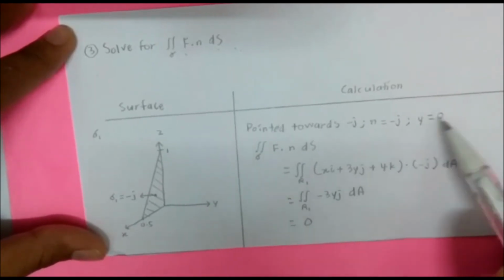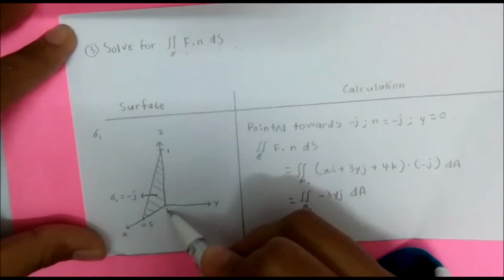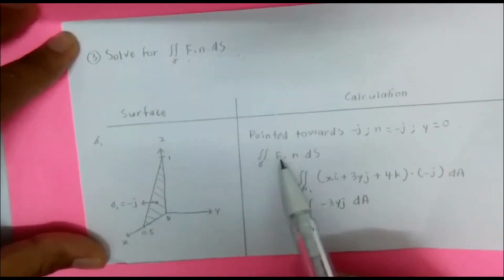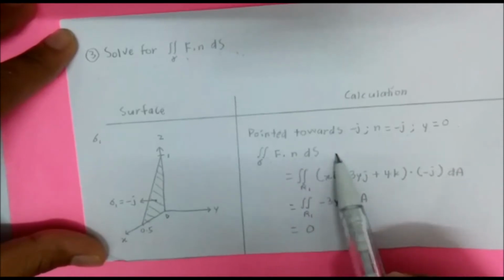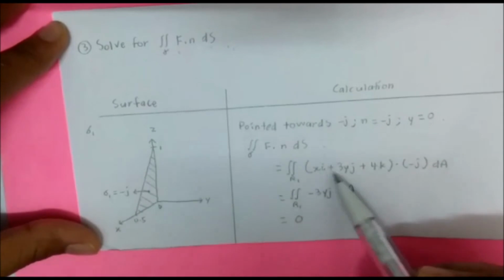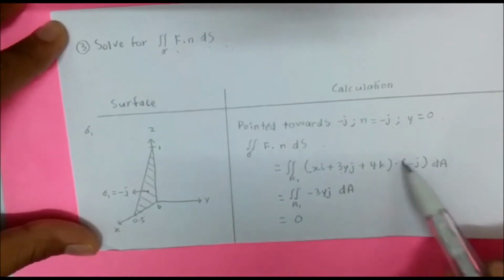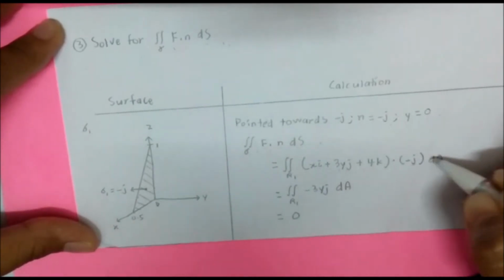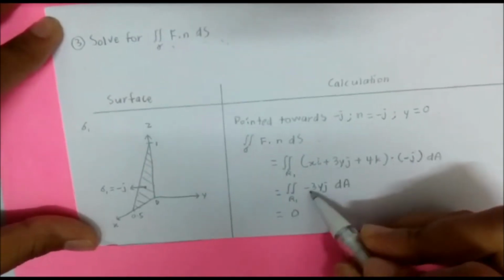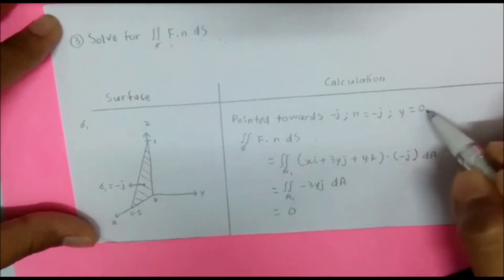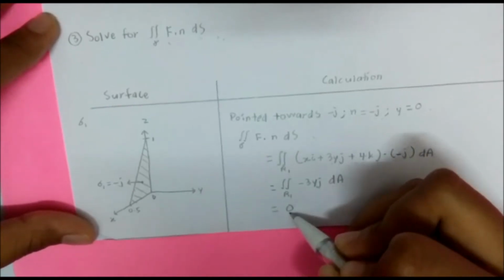For the first plane, we know that it points towards negative j, so n will be negative j and y will be 0 since there is no value of y. So we will double integrate F dot dS. We know that F equals x i plus 3y j plus 4 k, dot product with negative j dA. So we will get negative 3y dA, and since we know that y equals 0, the answer is 0.